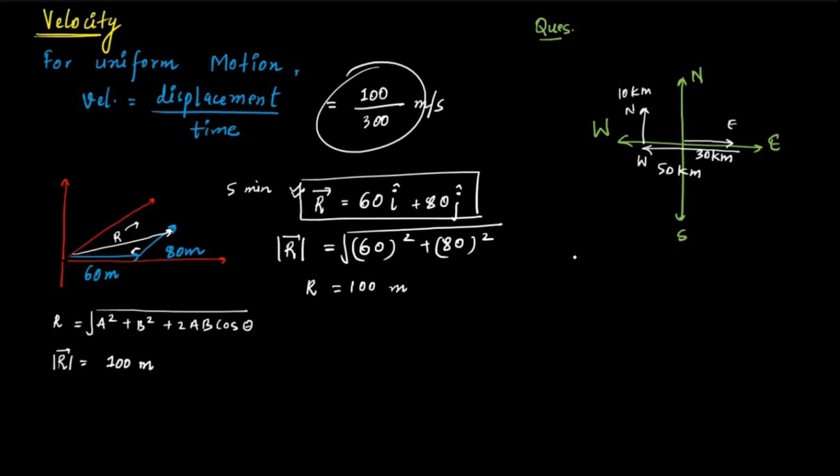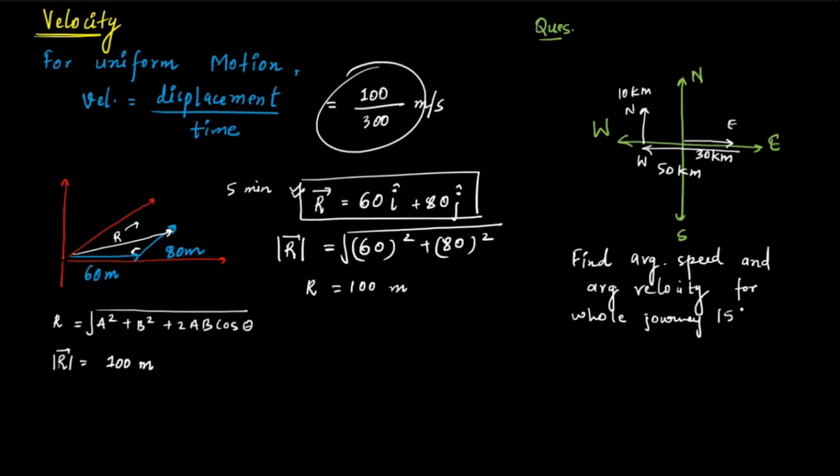Question is, find average speed and average velocity. So take your time, think of it. And the whole journey, which took 15 hours.